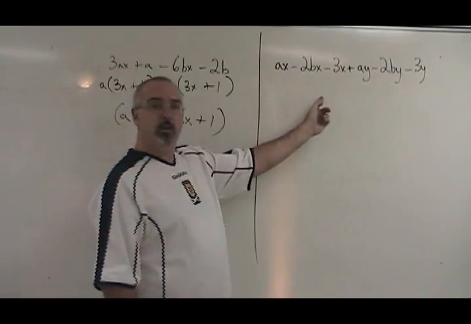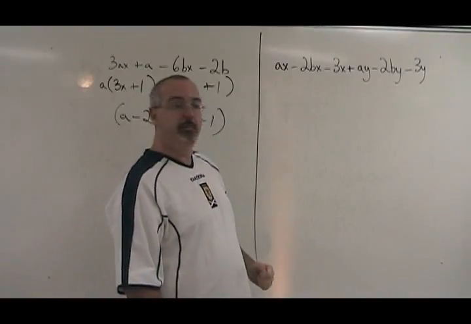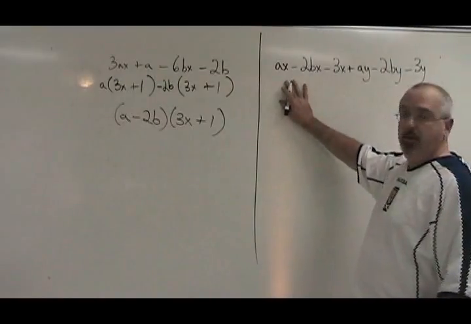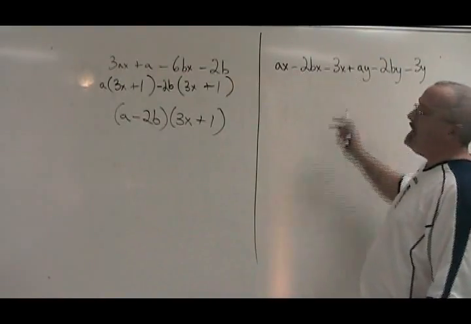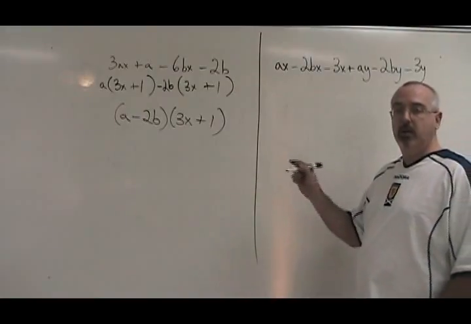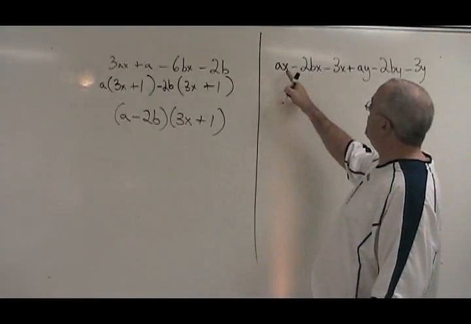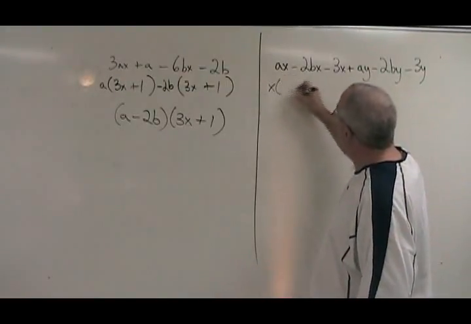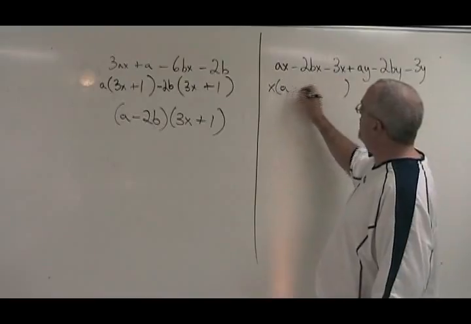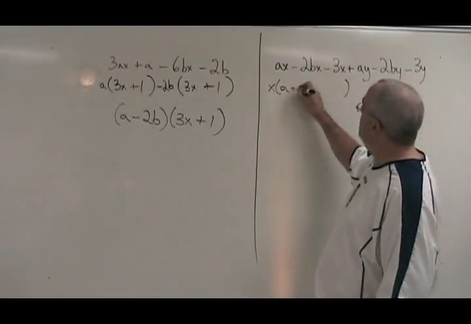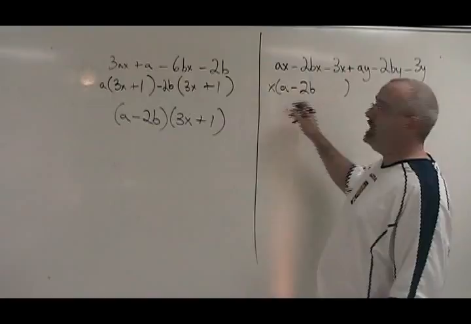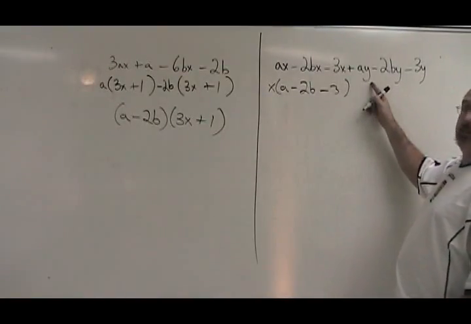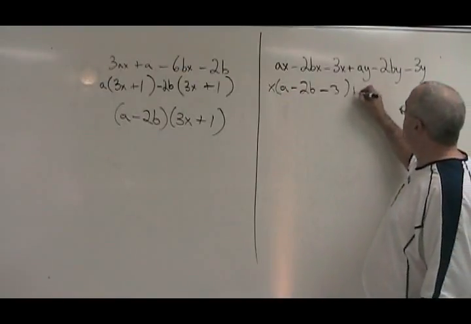What if you have a 6-term polynomial as your question instead of 4? Well, this could be broken down into 3 groups of 2 or into 2 groups of 3. The way it's placed right now, it's already set up to be 2 groups of 3, so I'm going to show that. The common factor of these first 3 terms is x. I'm going to factor an x out of them. ax divided by x is a, negative 2bx divided by x is minus 2b, negative 3x divided by x is minus 3. The last 3 terms have y as their common factor, so I am going to write plus y.